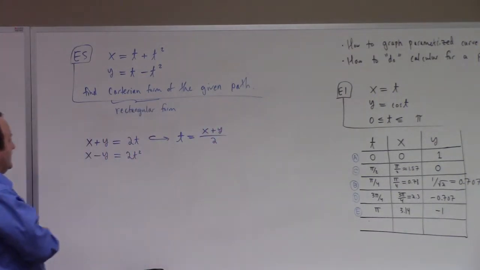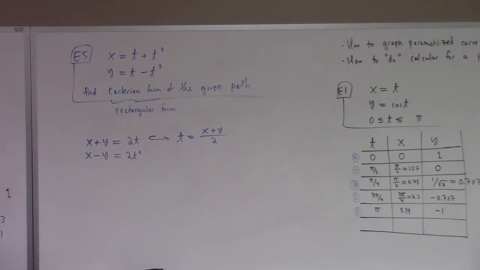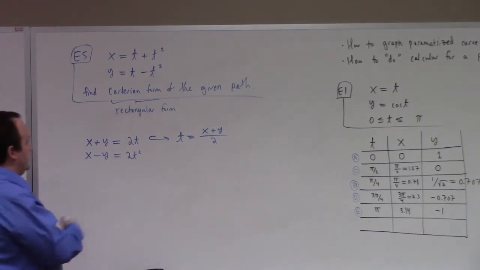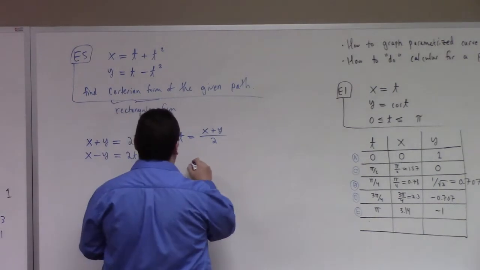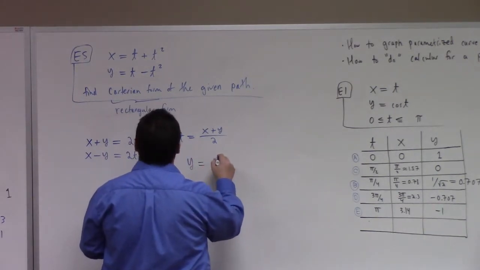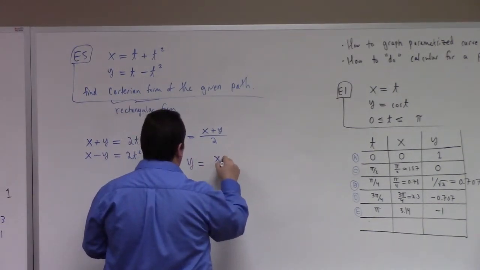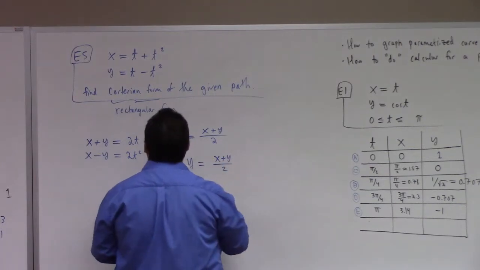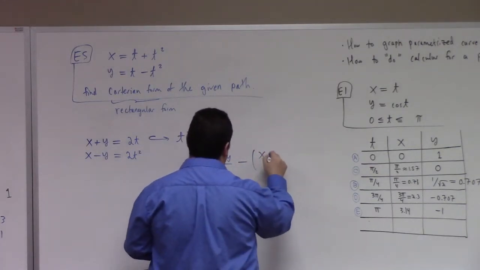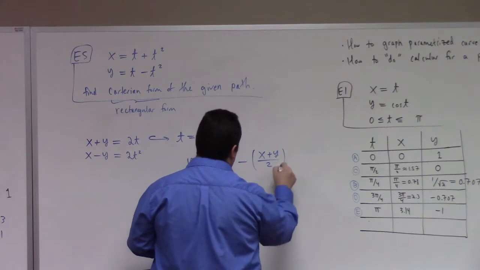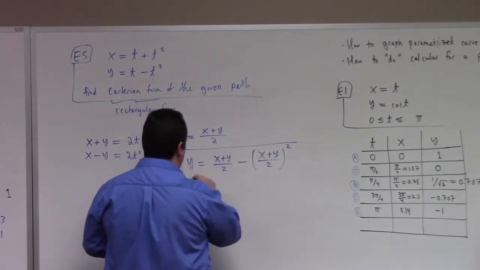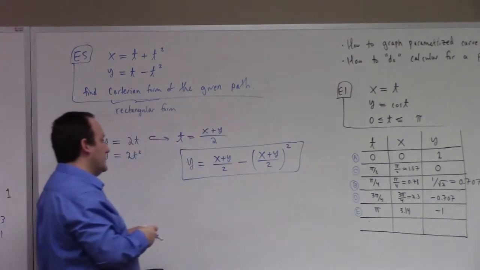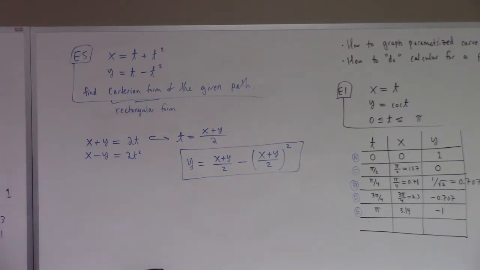Then I just go back up, pick whichever one of them you like. Let's say the second one. And we get y is equal to what? y is equal to t, which is (x plus y) over 2, right? Minus ((x plus y) over 2) quantity squared. There you go. That is a Cartesian form, the solution set to that equation will give me the path.